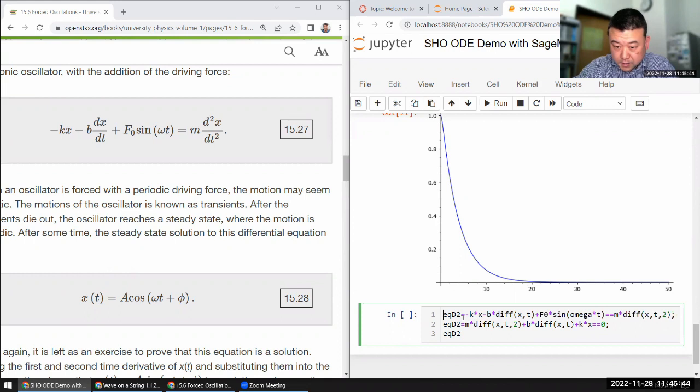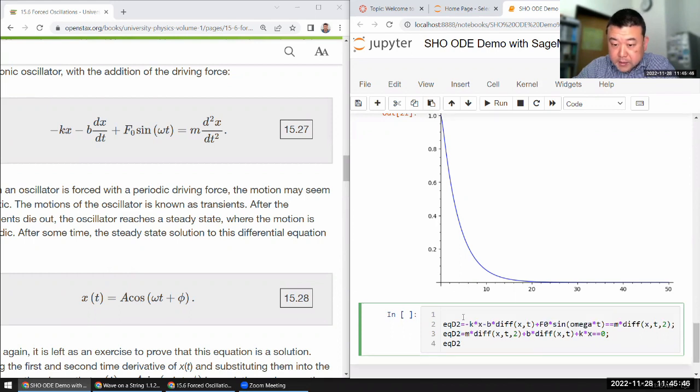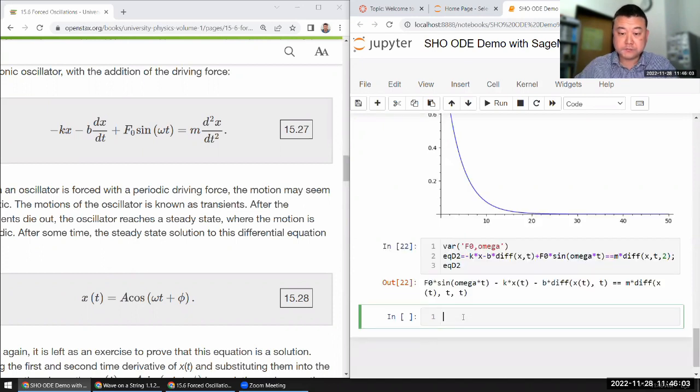Now, one thing I have to be careful about is there are new parameters being introduced, F0 and omega. So let me define those as variables, F0 and omega, or declare them. So that should be it for my equation. Yeah, no complaint.